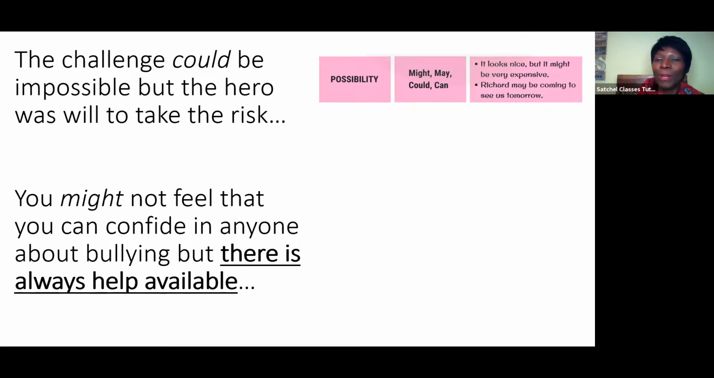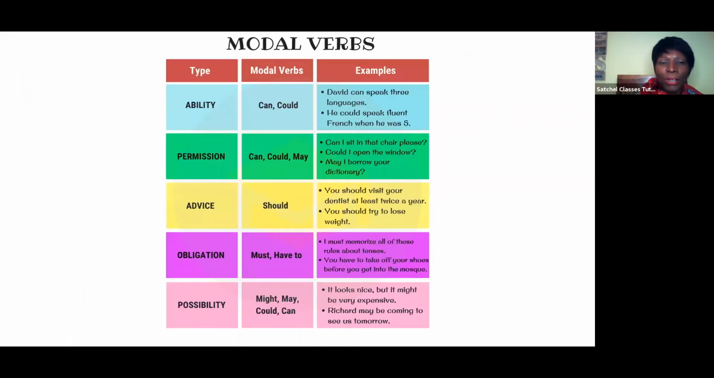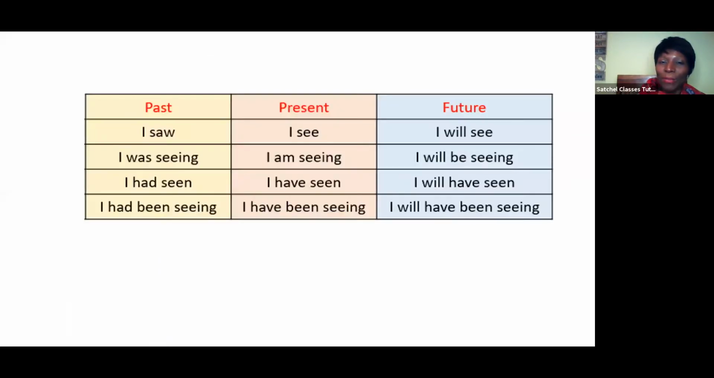Possibility is also expressed through modal verbs. The challenge could be impossible, but the hero was willing to take the risk. So what is possible? You might not feel that you can confide in anyone about bullying, but there is always help available. So it's possible that you don't feel as if you can tell someone. That is possible, but there is always help. There's that reassurance in this speech. So modal verbs help us to understand these shades of meaning, what we can do, what we are permitted to do, what we should do, what we must do, and what we could do. So modal verbs add that shade of meaning to different verbs.